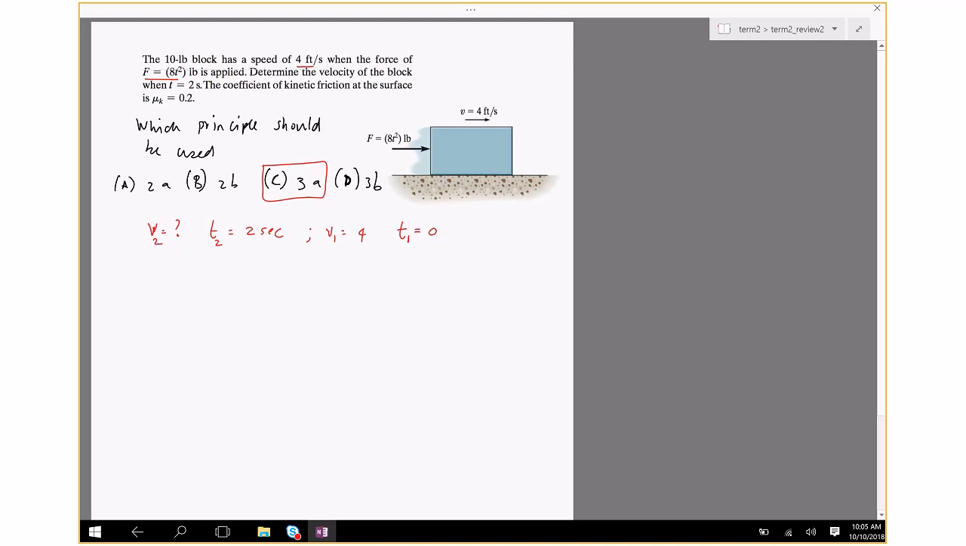Okay, I'll keep this on. I'll stop it in a bit, but please change it to C. C is the right answer. You can't use anything else in this case. Okay, let's solve this using the principle of impulse momentum. Well, before we apply it, let's draw the free body diagram.